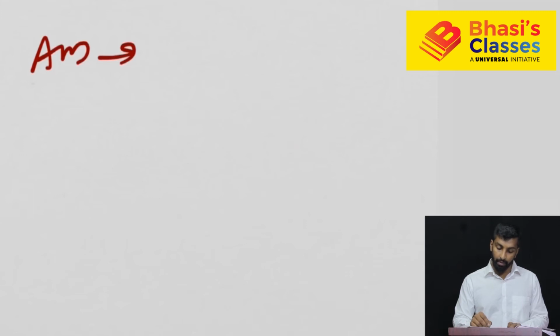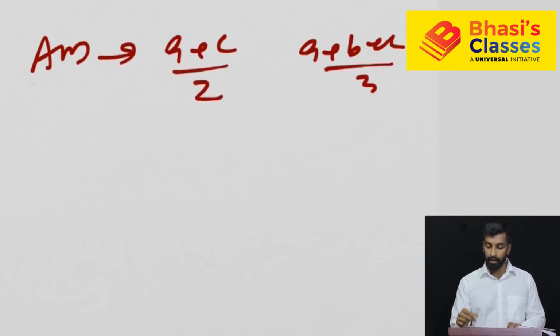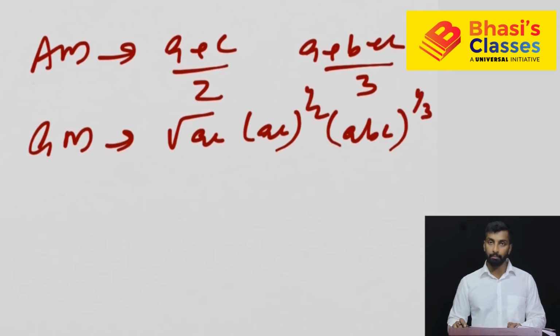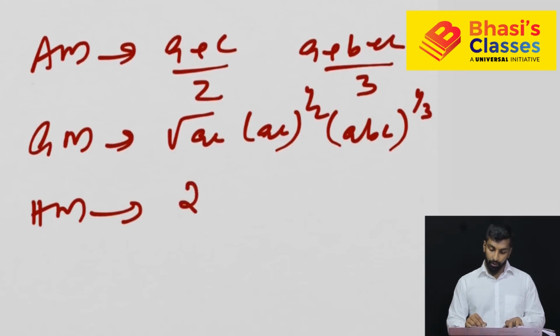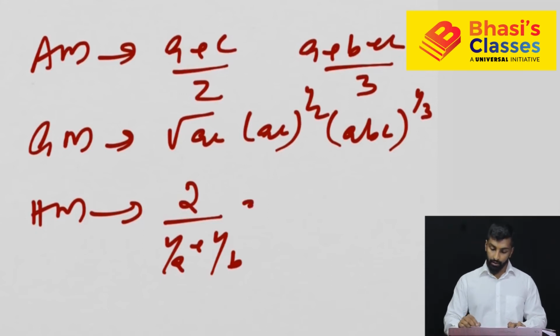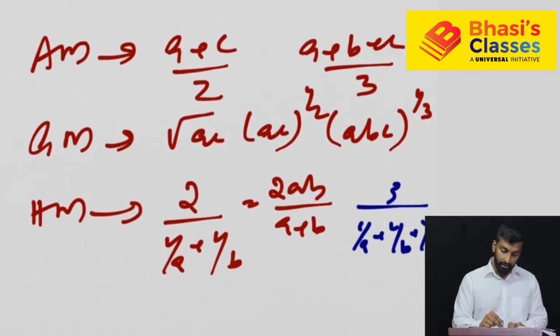Arithmetic mean, the middle term, (a + c)/2. If 3 terms are there, (a + b + c)/3. Geometric mean, root of ac or (ac) raised to 1/2. If 3 are there, (abc) raised to 1/3. Harmonic mean: if two terms are there, 2 divided by (1/a + 1/b). Harmonic progression is actually a reciprocal of arithmetic progression, right? So this is nothing but 2ab/(a + b). Or if 3 terms are there, 3 divided by (1/a + 1/b + 1/c), right? This is what we have discussed till now.